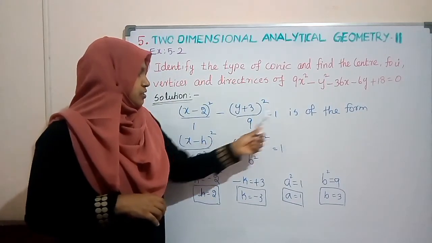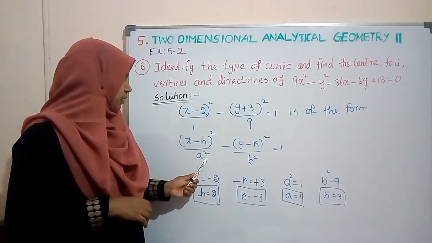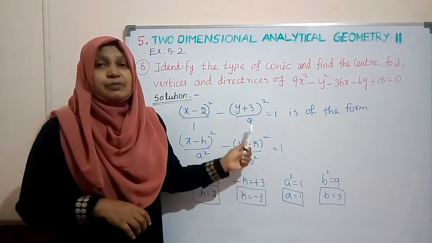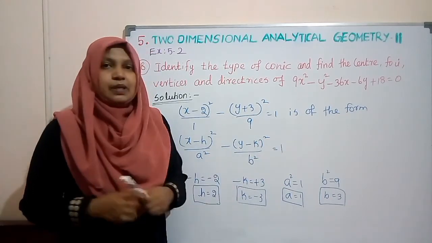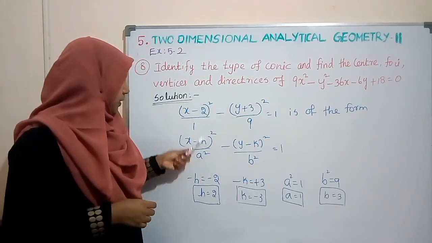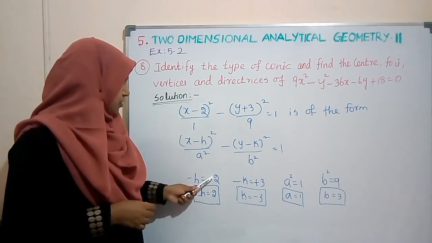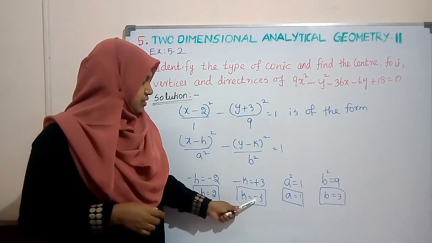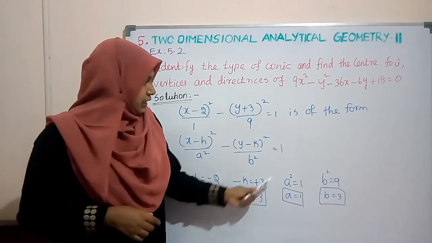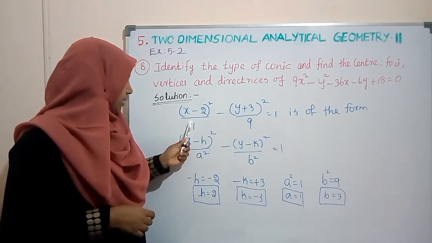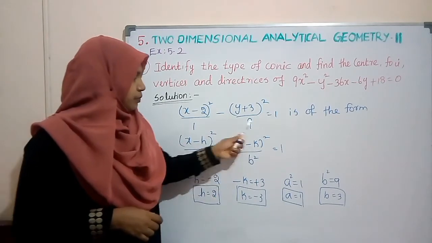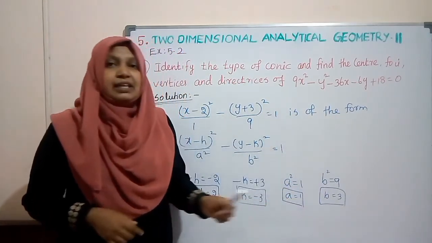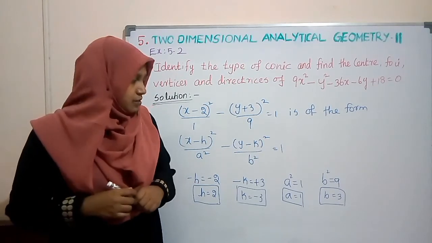The equation is of the form (x − h)² by a² minus (y − k)² by b² is equal to 1. So just compare the values. Minus h is minus 2, which means h is equal to 2, and minus k is plus 3, which means k is minus 3. Comparing the denominators, a² is 1 and b² is 9. So we are getting a is 1 and b is 3.